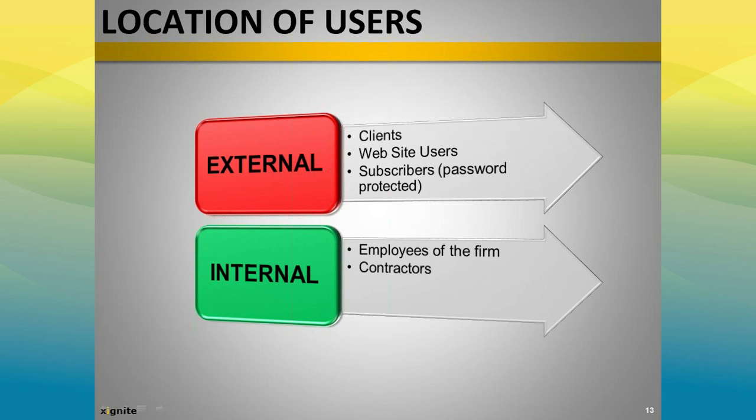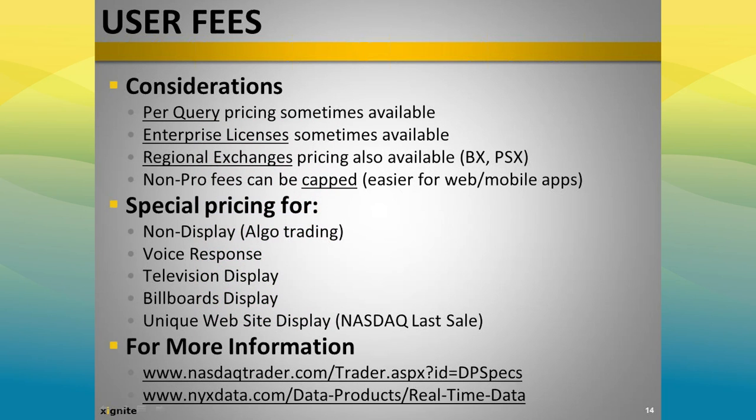Location of users, of course, is important. Externals are clients, website users, subscribers behind a password-protected system, for example. Internals are employees or contractors. Right. User fees, what considerations do you have for this? Well, per-user pricing will be the basic model, but there are some additional options there. There's per query pricing that is sometimes available for some products and some exchanges. Some enterprise licenses are available as well. You also have the option to license regional exchange data, which we're not covering in detail here, like from the Boston Exchange or the Philadelphia Exchange.